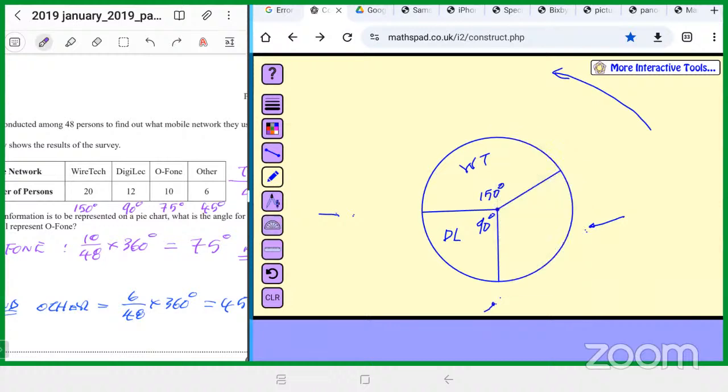Let's move it out the way and then draw a line out to there. Out to this mark would be 75 degrees. Good. That is what now? O phone. Let's put OF for O phone. OF. And that angle is what? 75 degrees. And what remains is other. Let's put O for other, and that is 45 degrees. And that should be your pie chart.